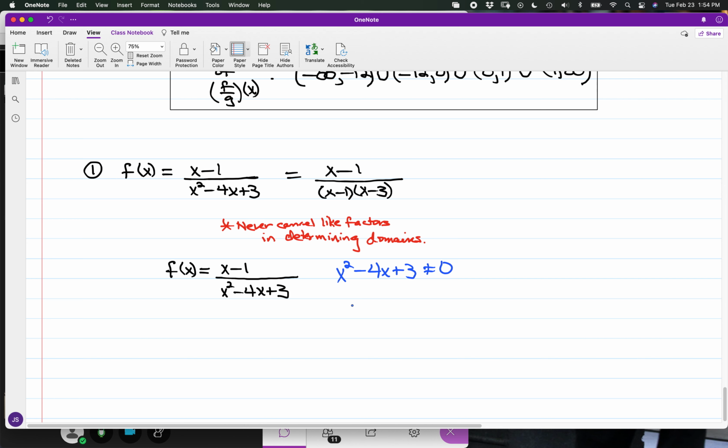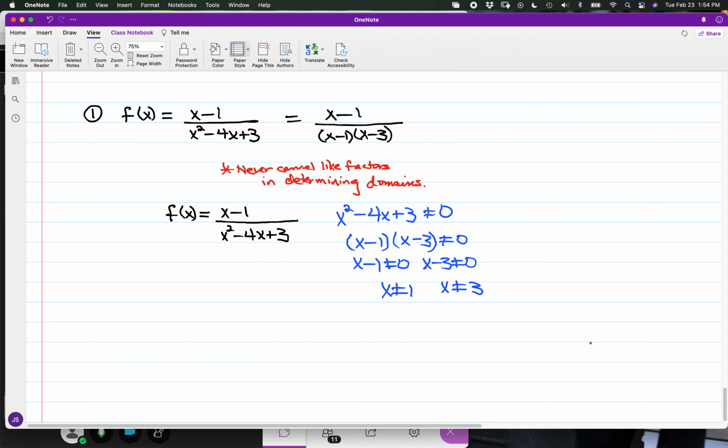So for x squared minus 4x plus 3, the trinomial is disallowed from equaling 0. The same thing applies to the factors. For the factors, I have x minus 1 and x minus 3. Again, those cannot be equal to 0. If x minus 1 cannot be 0, then x cannot be 1. And for x minus 3, if that cannot be 0, then x cannot be equal to 3 either.